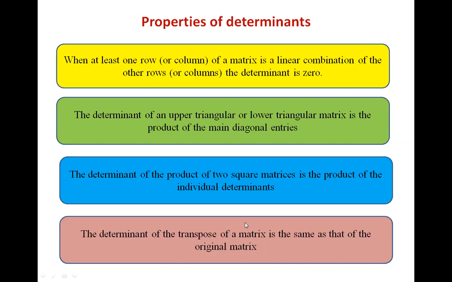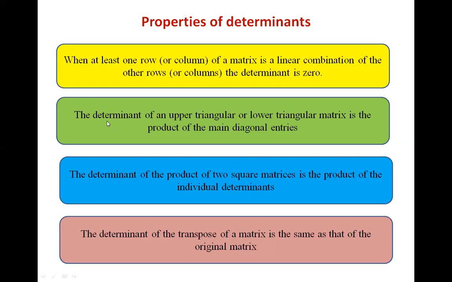The next property of determinant is that when at least one row of a matrix is a linear combination of other rows, the determinant is 0. In the practical manual, we have given some examples also. And in the next class, we are also dealing with some examples of calculating this determinant. So if we have a row or a column which is a linear combination of another row or column, automatically the determinant value will be 0. That we are going to verify in the next class.